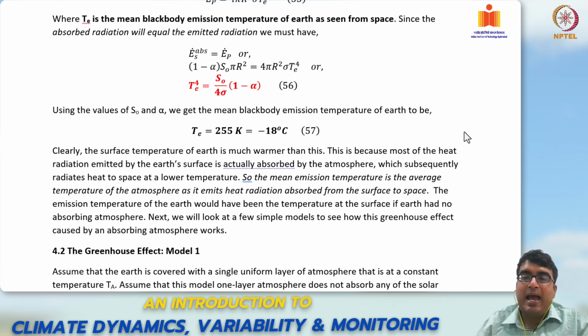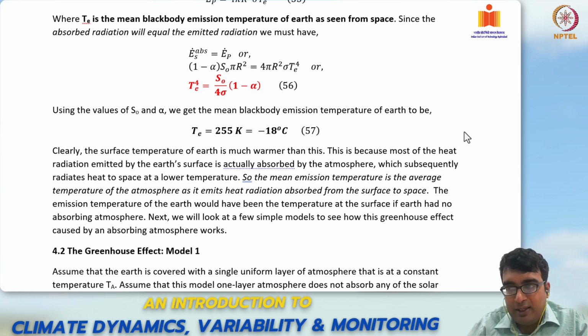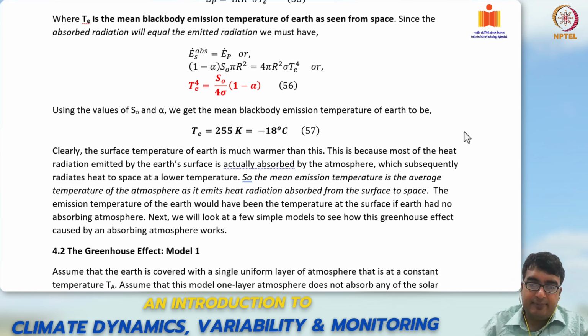This mean black body emission temperature was found to be 255 kelvins or minus 18 degrees centigrade, which is much lower than the surface temperature of the earth. And we explained that this is due to the presence of the layer of atmosphere which absorbs most of the thermal radiation coming from the surface of the earth and re-radiates it at a much lower temperature to space.